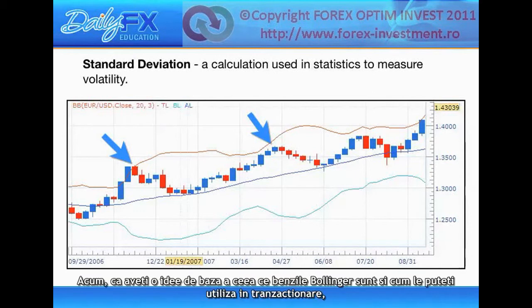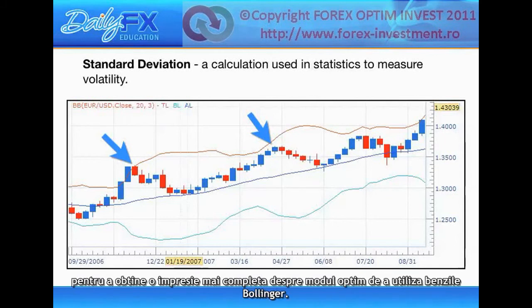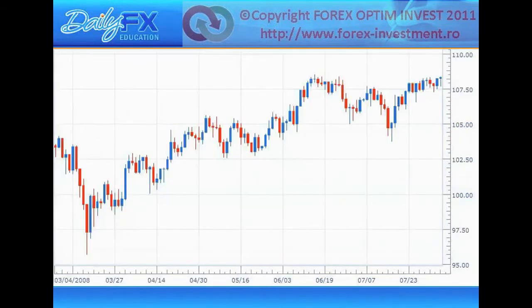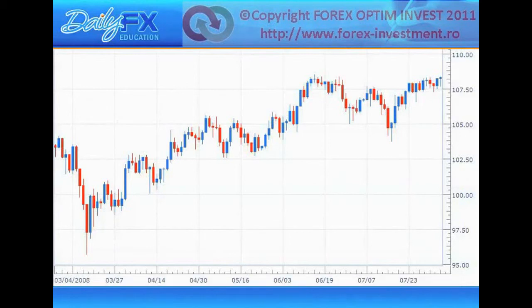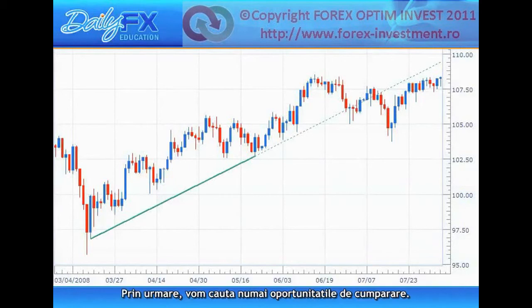Now that you have a basic idea of what Bollinger Bands are and how you can use them in your trading, let's take a look at some specific trading setups to get a better feel for how to best use Bollinger Bands. Let's first look at a potential buying setup. As we previously mentioned, our first step is to recognize the direction of the trend. From this daily chart, it's quite clear that the market is in an uptrend. Therefore, we're only going to be looking for buying opportunities.